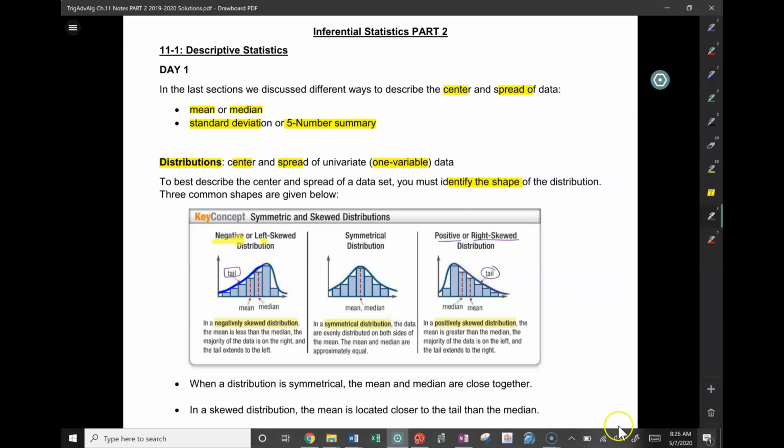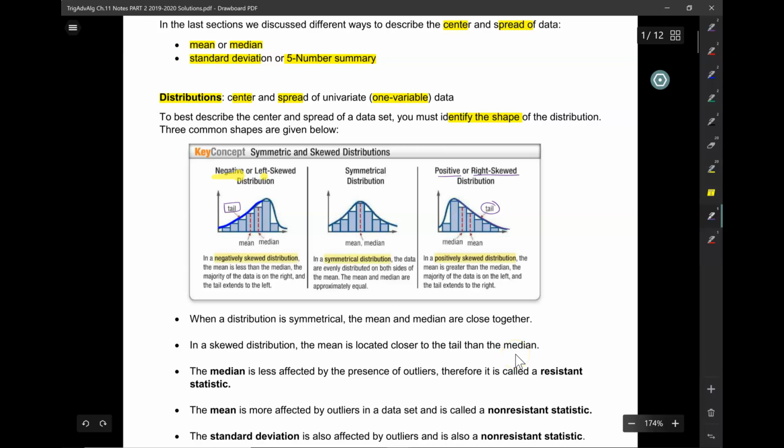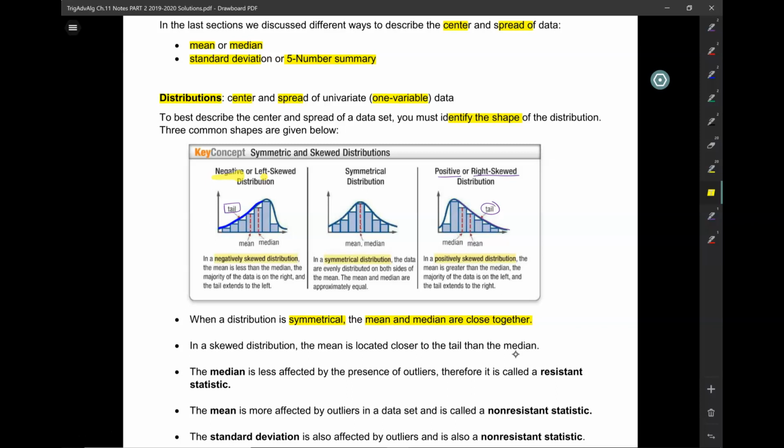Now, let's take a look at it a little bit more closely. Let's look at the symmetrical distribution. In the symmetrical distribution, look at where the mean is and look at where the median is. They are very, very close to each other, if not the same value. So that's one thing about a symmetrical distribution, is that the mean and the median are very close together. Now, in a skewed distribution, the mean is closer to the tail than the median is.